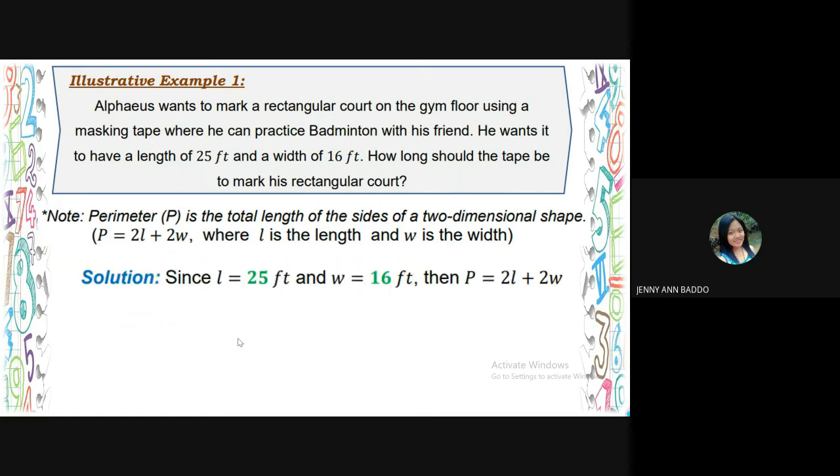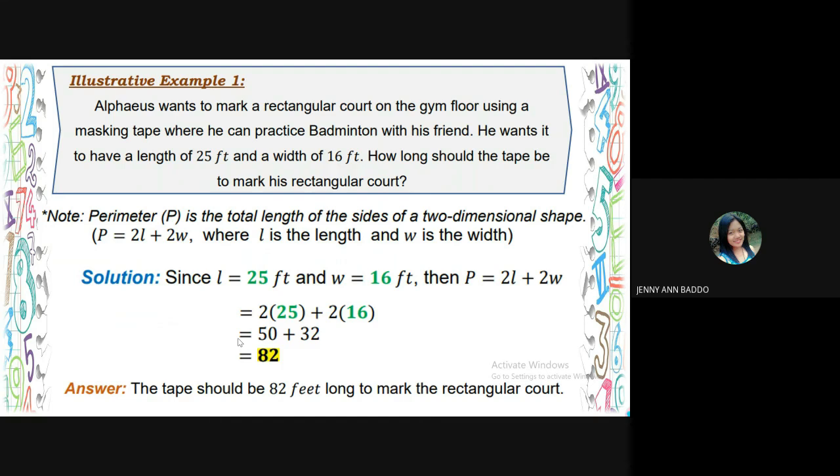So working on 2L plus 2W, we now have 2 times the length of the rectangular court, which is 25, plus 2 times the width of the court, which is 16. 2 times 25 is 50 plus 2 times 16 is 32. And 50 plus 32 is 82. Therefore, the tape should be 82 feet long to mark the rectangular court.